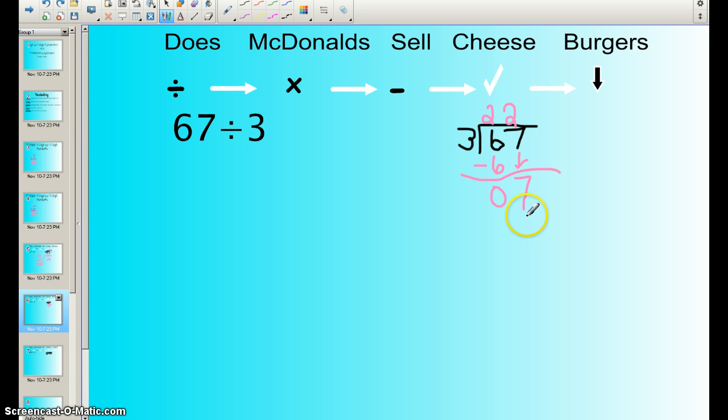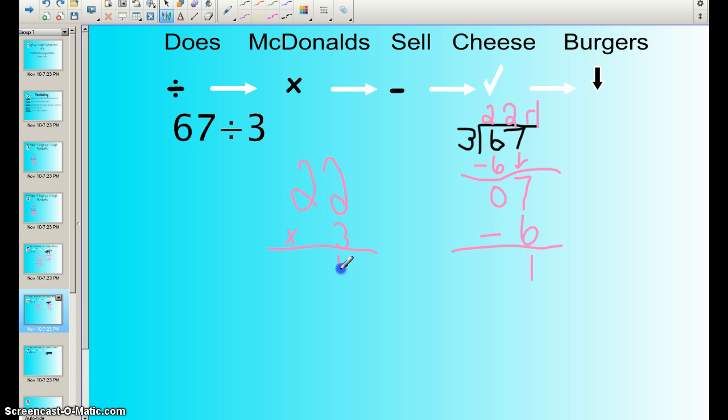2 times 3 is 6. Then subtract. 7 minus 6 is 1. Is 1 less than 3? Very good. It has to be less than our divisor. So remainder 1. And I can check by saying 22 times 3.